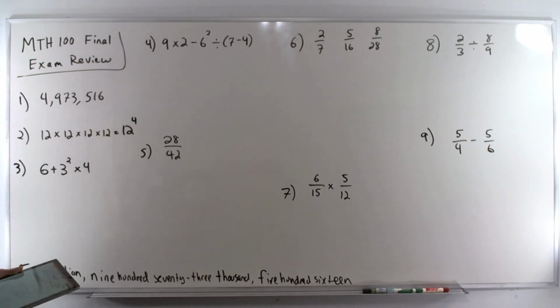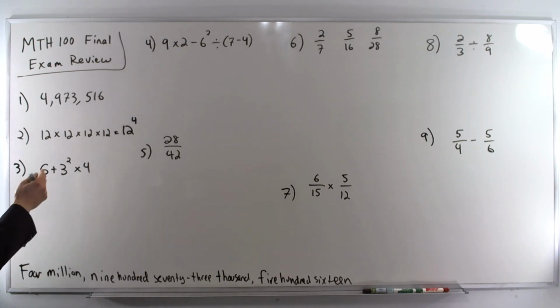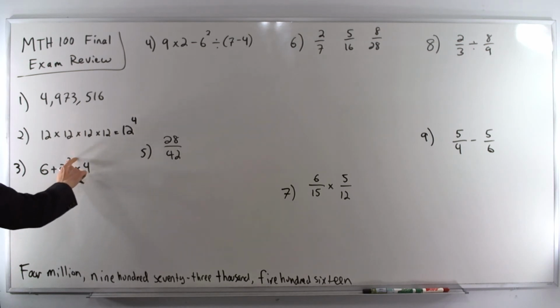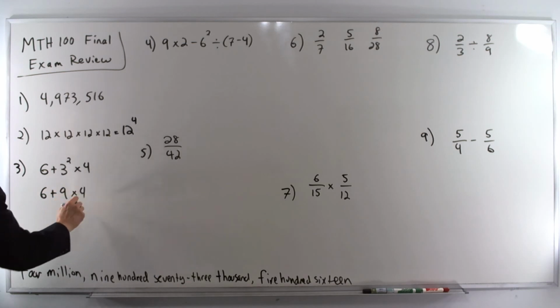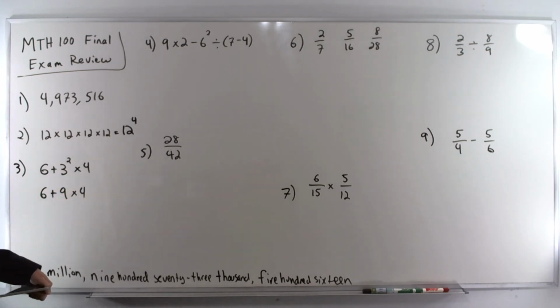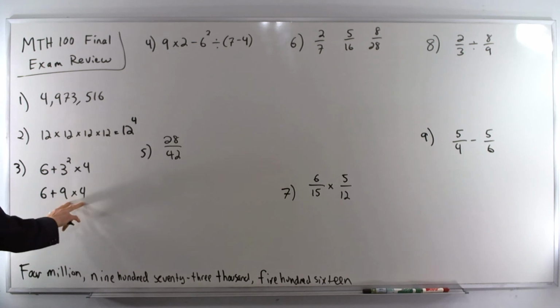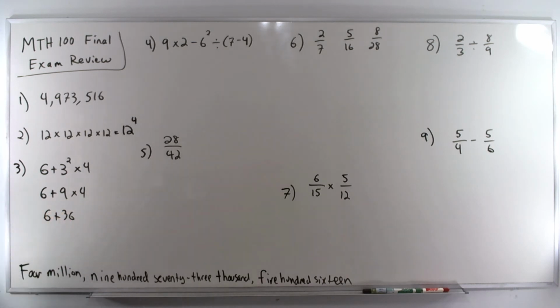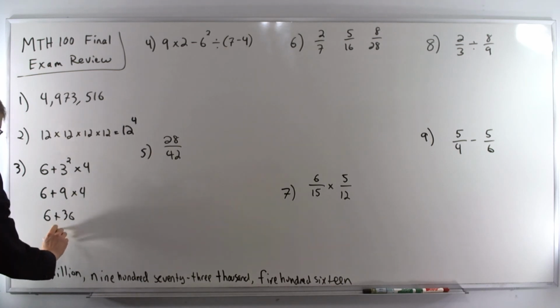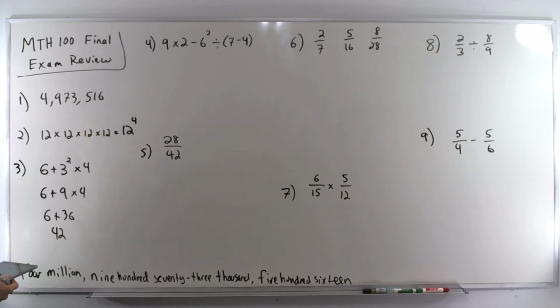Next up, order of operations. We're going to evaluate this. So we're going to start with parentheses. Well, there are no parentheses, so go on to the second stage, which is exponents. So evaluate this exponent first. It says 6 plus 9 times 4. All right. Next level is multiplication division. So we got a multiplication here, we'll do that. That is 6 plus 36. And then finally, addition subtraction is always last. Add those together and get 42.